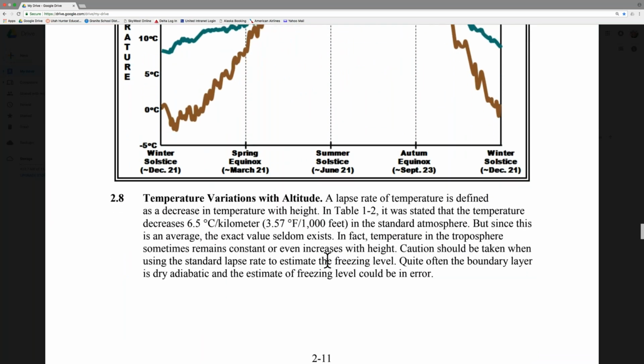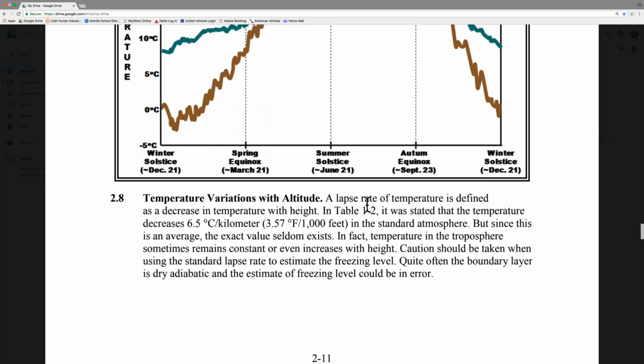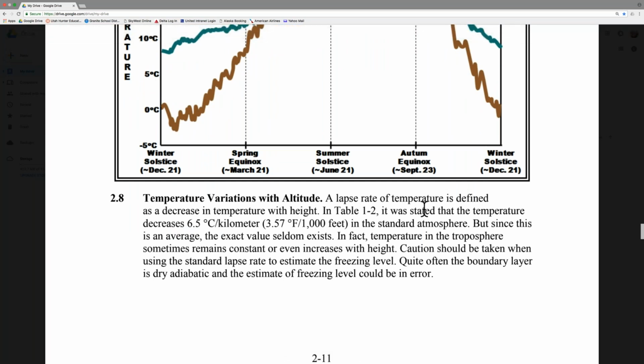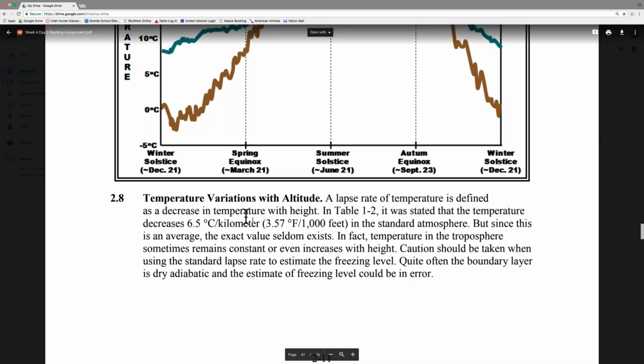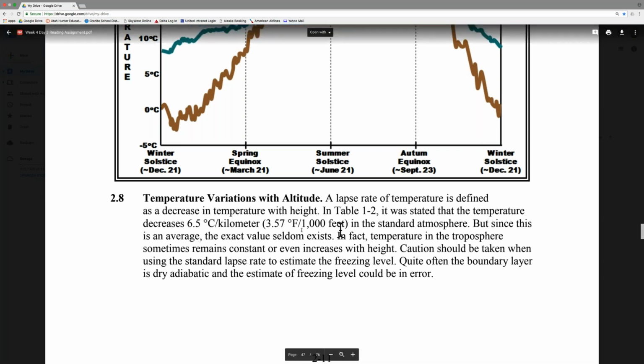So, temperature variations with altitude. A lapse rate of temperature is defined as a decrease in temperature with height. Do you guys remember me telling you when we started talking about ISA and the standard lapse rate? Well, here it is. It's stated that the temperature decreases at 6.5 degrees Celsius per kilometer, or 3.57 degrees Fahrenheit per 1,000 feet. So this translates into 2 degrees Celsius per 1,000 feet.